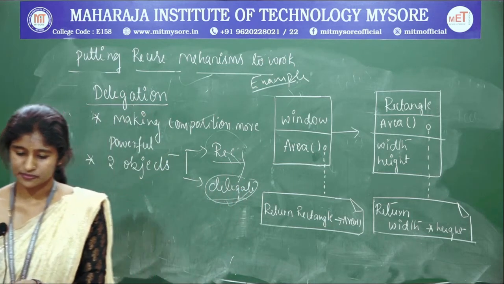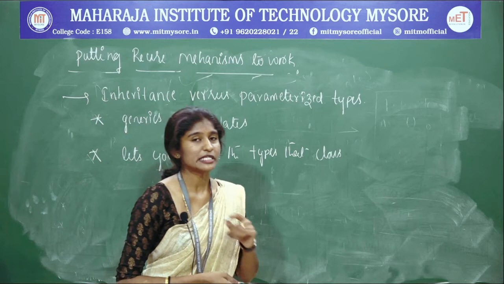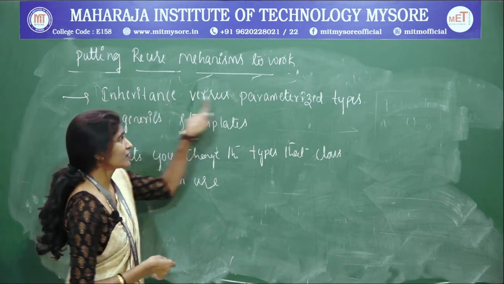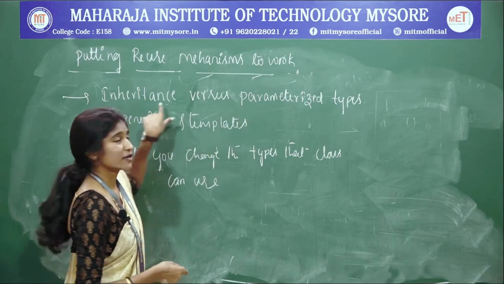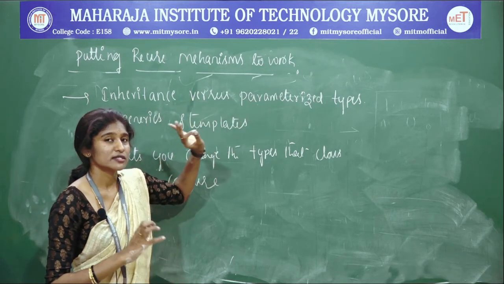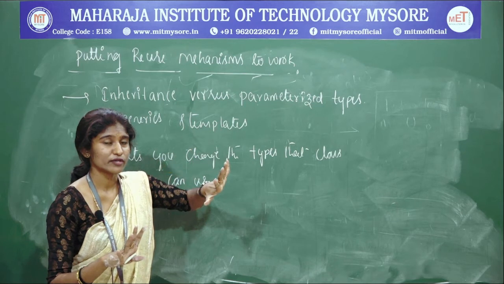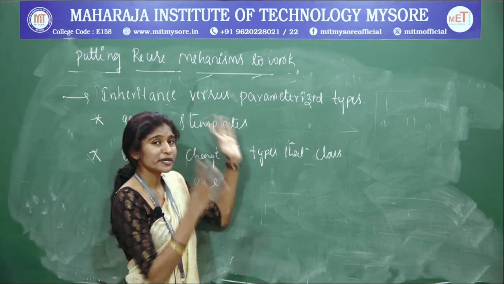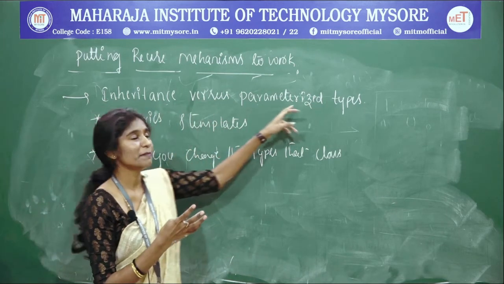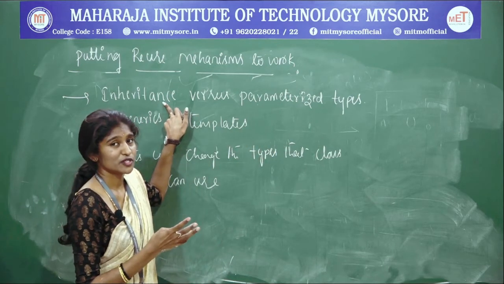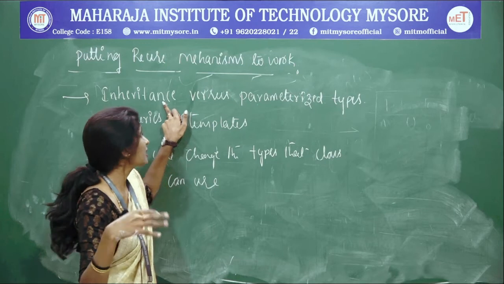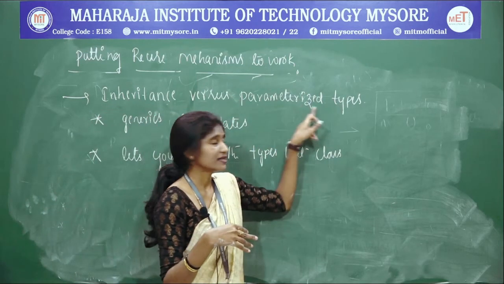So we have one more topic, that is inheritance versus the parameterized types. I told you all this concept. Inheritance I have discussed, and composition we have discussed, and now we compare inheritance with respect to the parameterized types. I'll not focus on inheritance because we have already come across it so many times. So now we'll see the parameterized types.